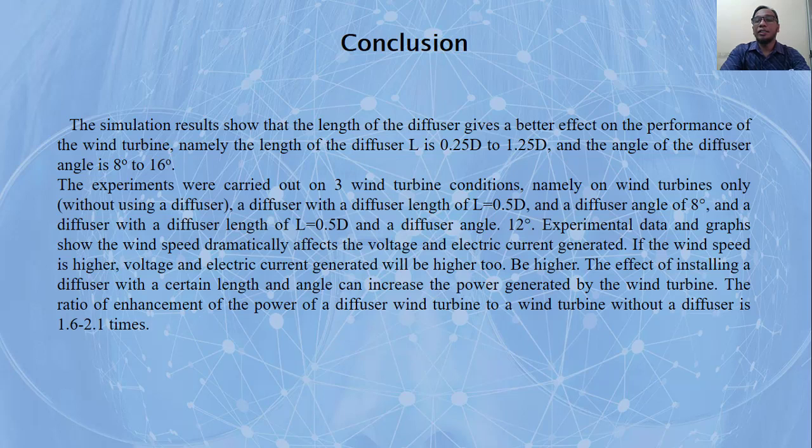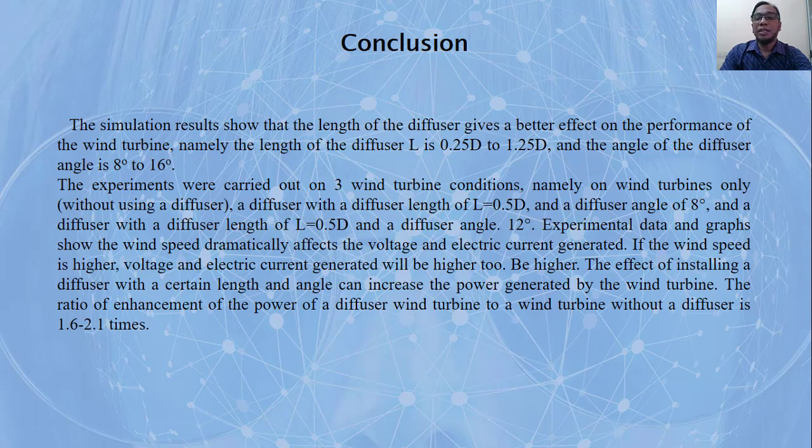on the performance of the wind turbine. Namely, the length of this diffuser L is 0.25D to 1.25D, and the angle of this diffuser is 8 degrees to 16 degrees. The experiment work finds three wind turbine conditions, so the diffuser with diffuser length L 0.5D and the diffuser angle of 8 degrees.